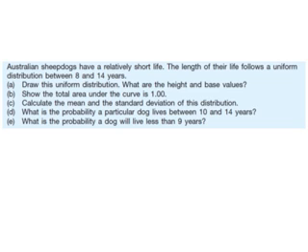You have a relatively short life. The length of their life follows a uniform distribution between 8 and 14 years. You have 5 requirements. Try to answer. Try to practice. It's very easy for you.